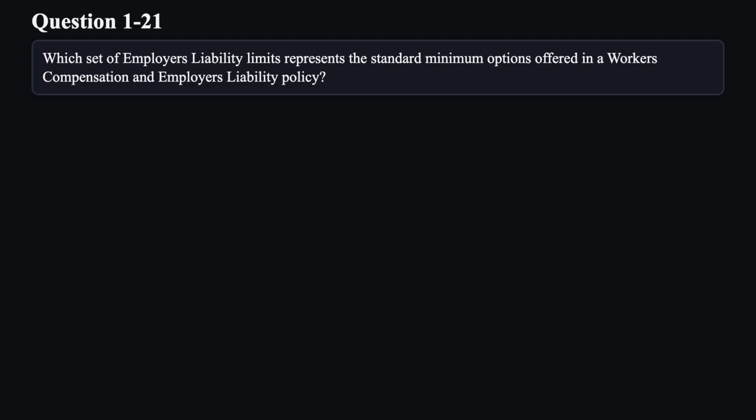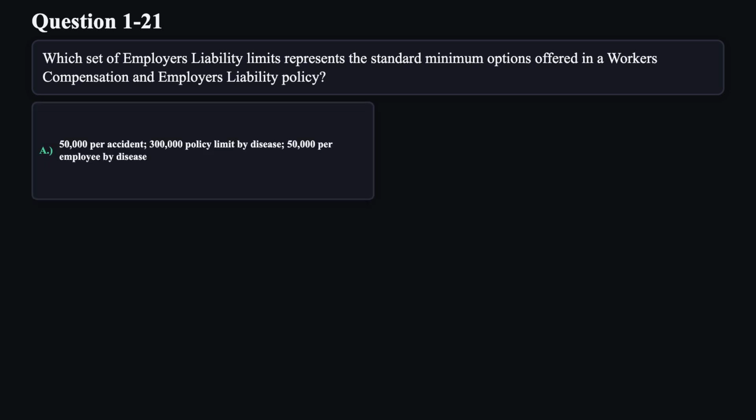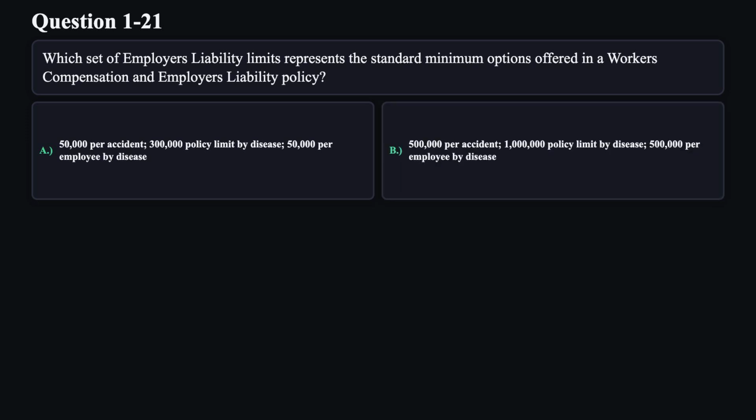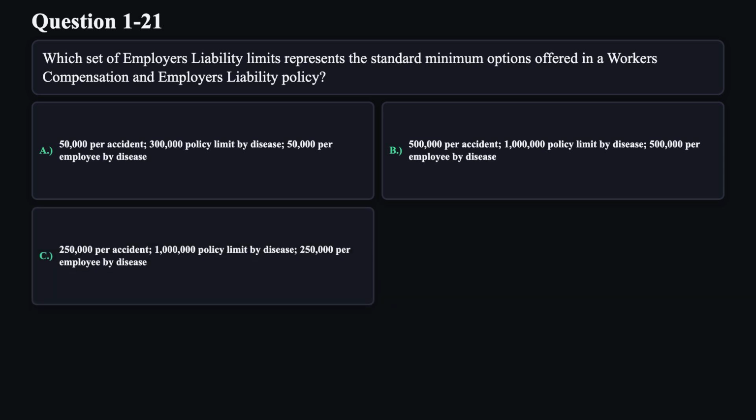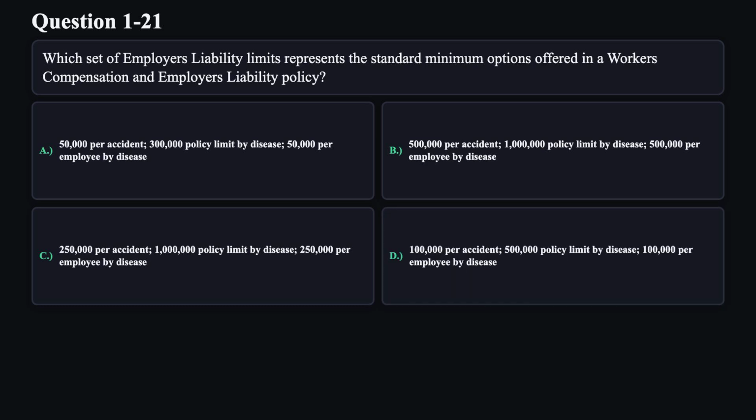Question 21. Which set of employer's liability limits represents the standard minimum options offered in a workers' compensation and employer's liability policy? A. $50,000 per accident, $300,000 policy limit by disease, $50,000 per employee by disease. B. $500,000 per accident, $1 million policy limit by disease, $500,000 per employee by disease. C. $250,000 per accident, $1 million policy limit by disease, $250,000 per employee by disease. D. $100,000 per accident, $500,000 policy limit by disease, $100,000 per employee by disease.